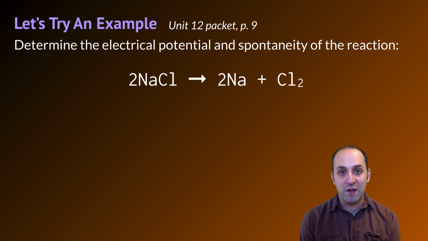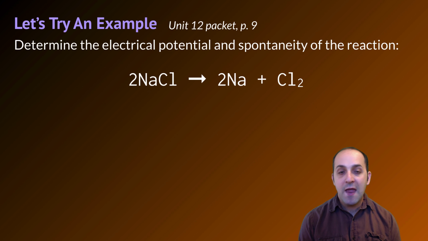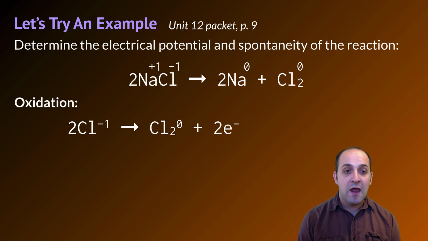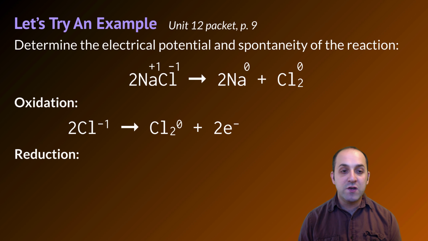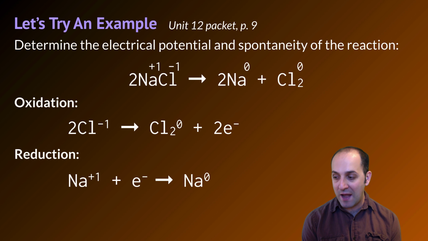Let's look at an example of this from page 9 in our Unit 12 packet. Determine the electrical potential and spontaneity of the following reaction. In order to do this, let's figure out our oxidation numbers. There they are. Now let's write the oxidation and reduction half reactions. Our oxidation reaction is chlorine minus 1 becoming Cl2 0, and that's producing 2 electrons from our initial 2 chlorines. Our reduction half reaction starts with Na plus 1 and gives it an electron to produce Na0.